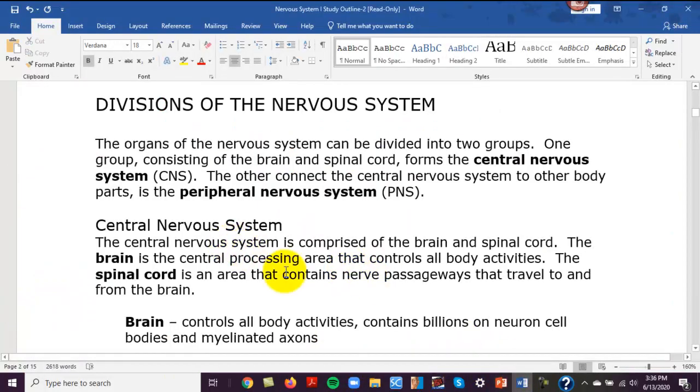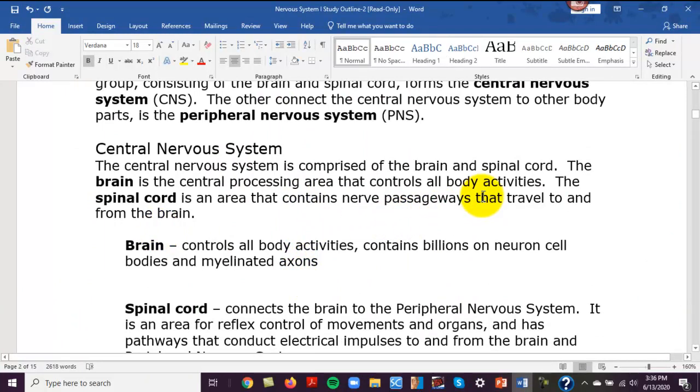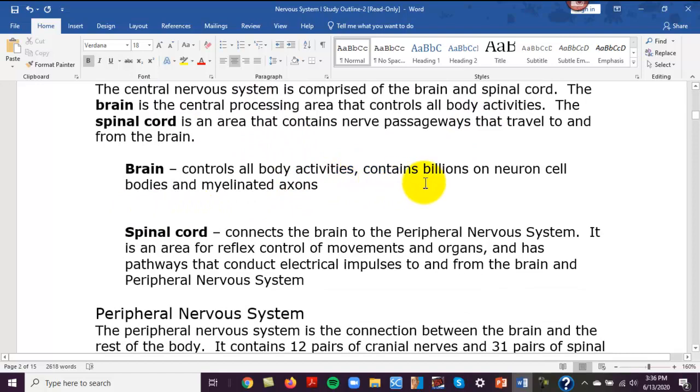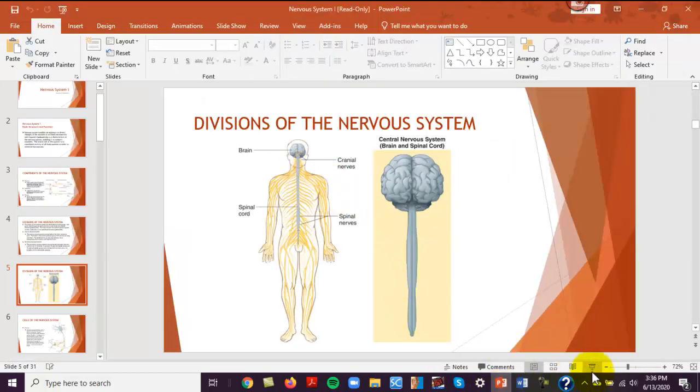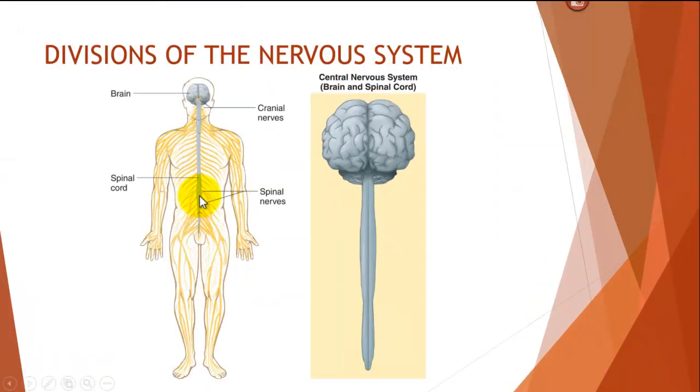Okay, so central nervous system, let's go on that route. Brain and spinal cord. The brain controls all body activities and contains billions of neuron cell bodies and myelinated axons. We'll get to that. The spinal cord connects the brain to the peripheral nervous system, and you saw that there. The spinal cord is an area for reflexes, and it connects the brain to these peripheral nerves. So when the brain processes something or sends out nerve impulses, it goes down the spinal cord and travels out along these nerves to whatever their destination is.